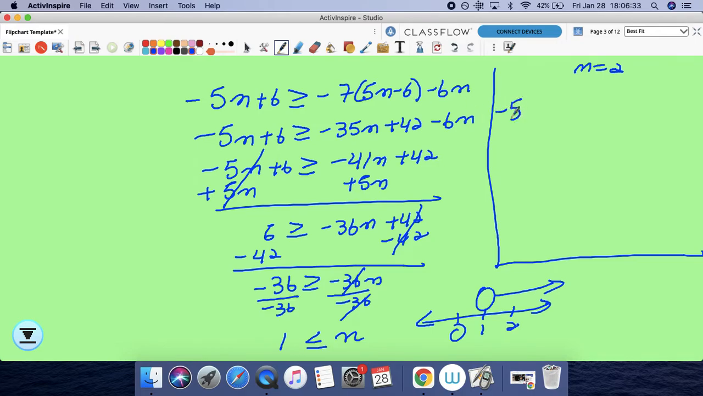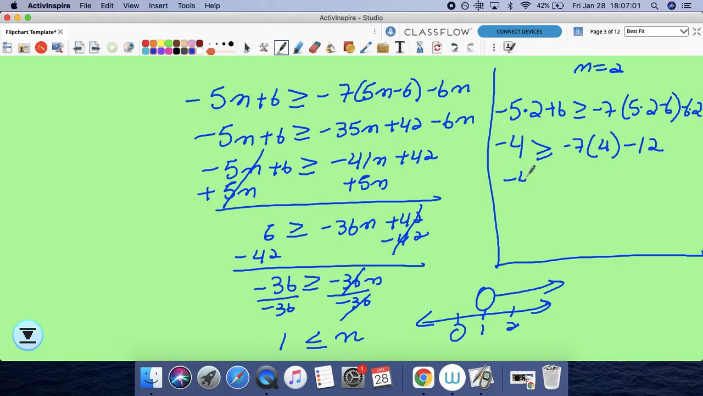So I get negative 5 times 2 plus 6 greater than or equal to negative 7 times 2 minus 6, and then minus 6 times 2. Yuck. Let's see, negative 10 plus 6, I get negative 4. On the other side, it's negative 7, and inside the parentheses, 5 times 2 is 10. 10 minus 6 is 4. And then minus 6 times 2, which is 12. Negative 4 is greater than or equal to negative 28 minus 12. Negative 4 is greater than or equal to negative 40, and that is a true inequality. So everything is okay.